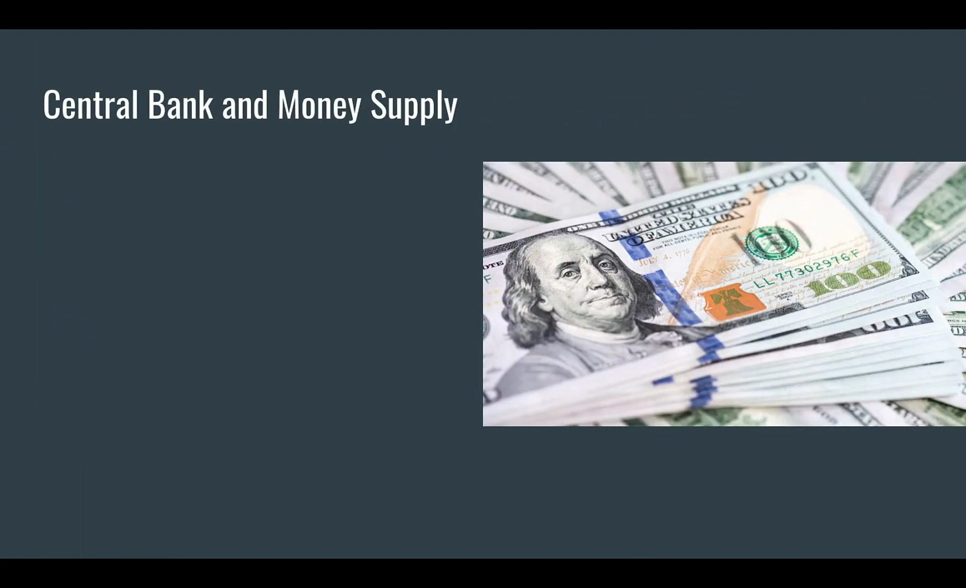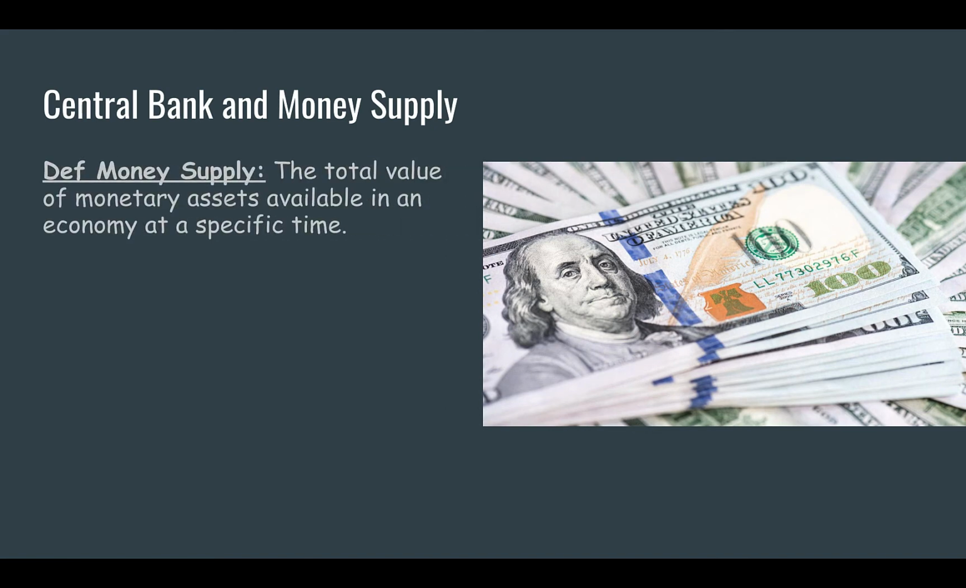Now, I have kept on saying a few things, and one of them I've said is money supply. Okay, so we better define that. And this is again something that you have to learn off word perfect. The total value of monetary assets available in an economy at a specific time. Now, I will give you an easier way in a second to think about money supply, but if you are ever defining money supply in a question, particularly on monetary policy, this is the definition you give.